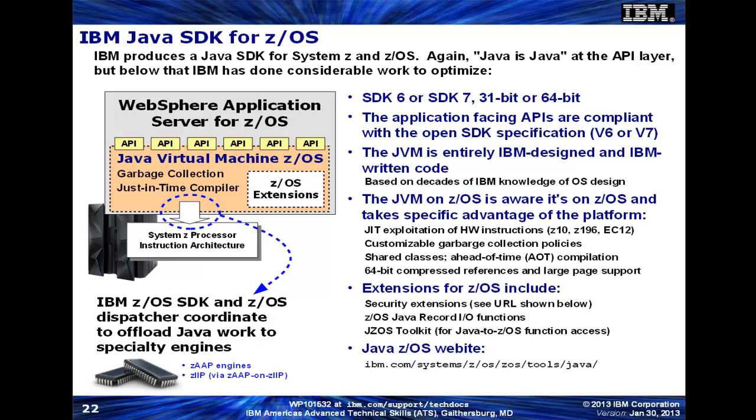IBM develops, maintains, and makes available a compliant Java SDK for the z/OS platform. It's available in either 31-bit mode or 64-bit mode, and is available at several different specification levels. This chart conveys several important points about Java on z/OS. Java and z/OS are not exclusive of each other. Java is a platform-neutral language. It's the role of the Java Virtual Machine, or JVM, to perform the necessary platform-specific integration.